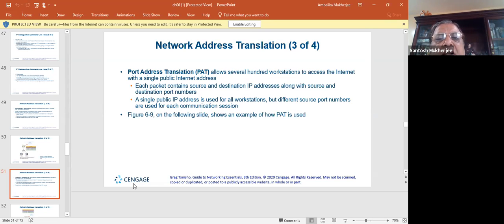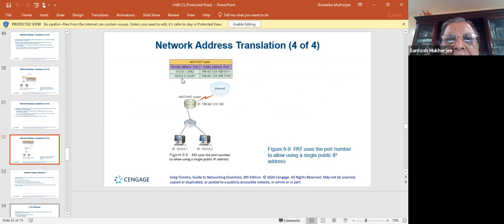A single IP address is used for all workstations, but different source port numbers are used for each communication session. The port number basically tells you when the traffic is going, at what segment. It is divided into segments, so it also gives you the time, at what time it goes from one place to the other. Network address translation.